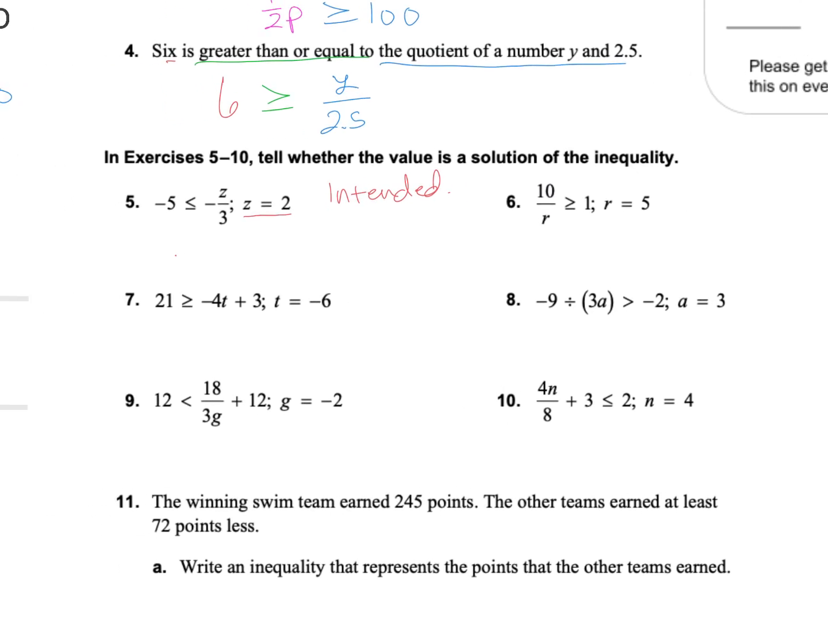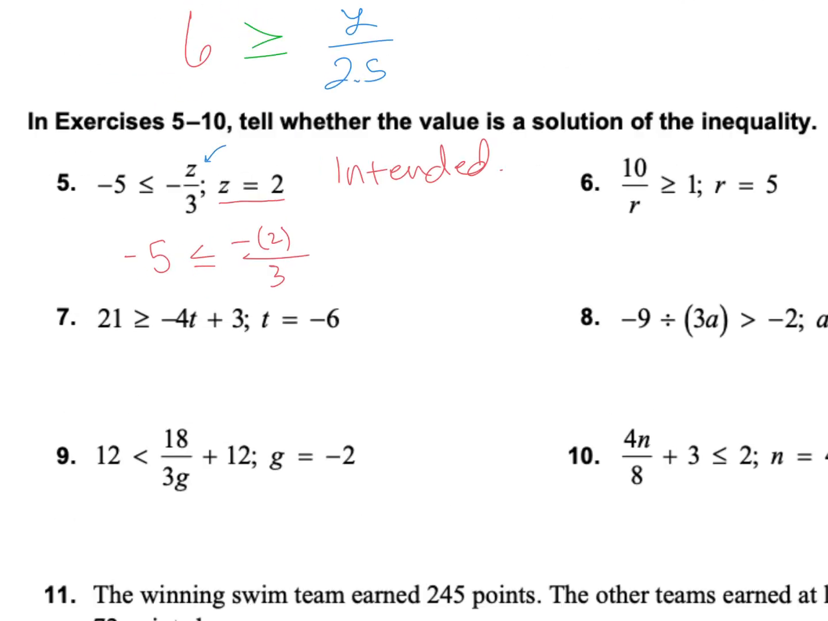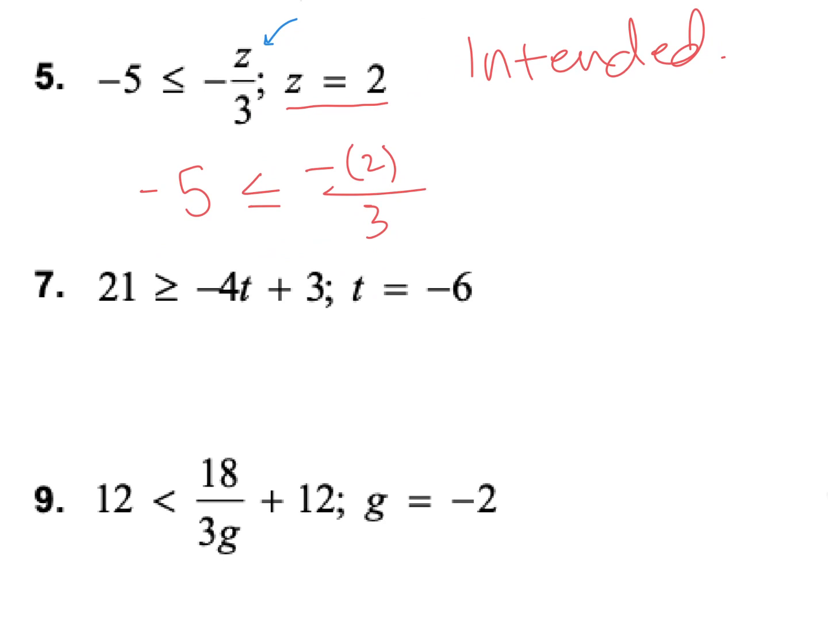So here we go. -5 is less than or equal to -2/3. Now, why did I put the 2 in parentheses? Just because I'm trying to communicate that, look, I plugged in that 2 just now. And we could simplify this side. I don't really think you need to because you're just looking at it. And then the question is, is this number less than or equal to this number?